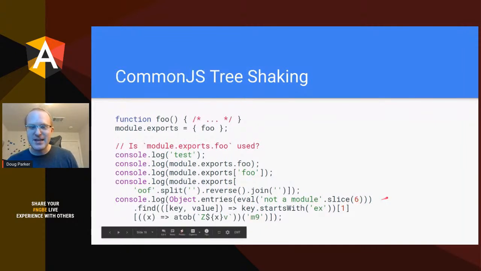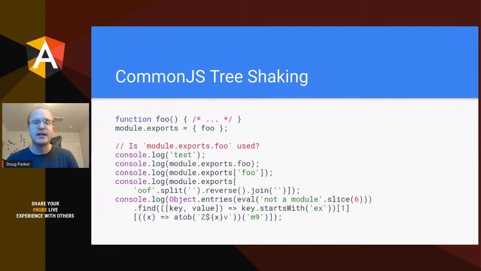So really the takeaway here is that answering the question, is module.exports.foo used, is a really hard question to answer. It's difficult for humans. It's even harder for tooling that can't have that kind of contextual understanding of your application. And it makes tree shaking incredibly difficult. And just for the record, that last statement does actually use foo. You would not be able to tree shake it if you included that line. So just in case you didn't believe me.